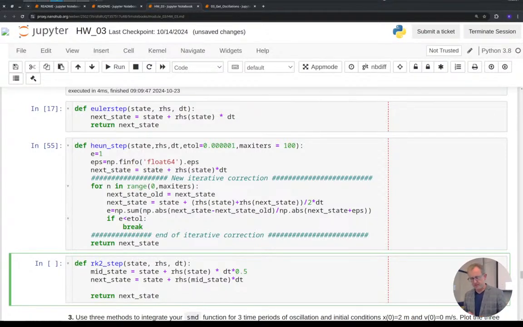So I just grabbed the 3 integration methods that we're trying to compare for our spring mass damper: Euler, Heun step, Runge-Kutta. I deleted the docstrings. Normally I don't like to do that, but I wanted to show them all in one spot and see similarities and differences.